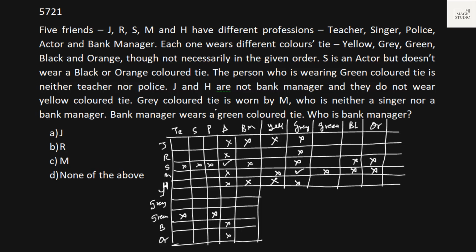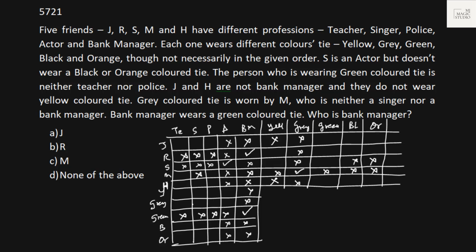Okay. Who is neither a singer nor a bank manager. M is not a bank manager. M is not a singer. That means bank manager is R. Bank manager wears a green color tie. Bank manager wearing green color tie.